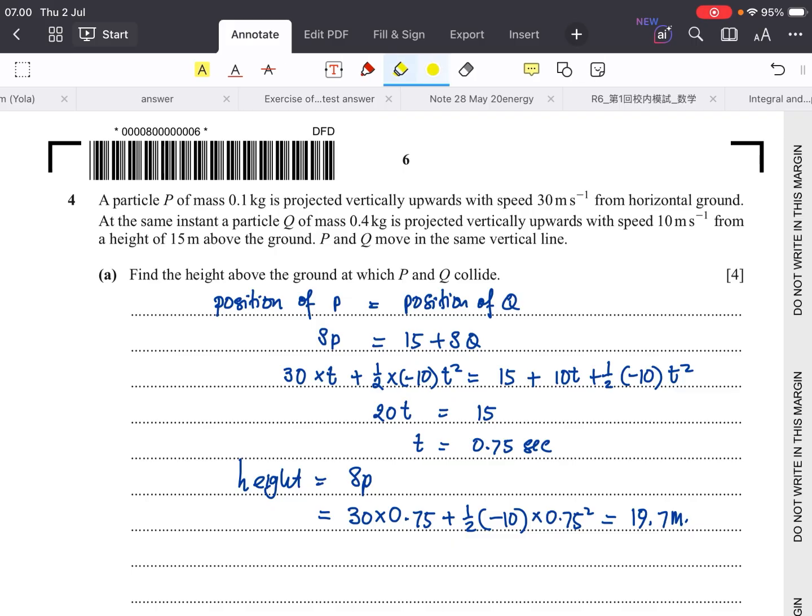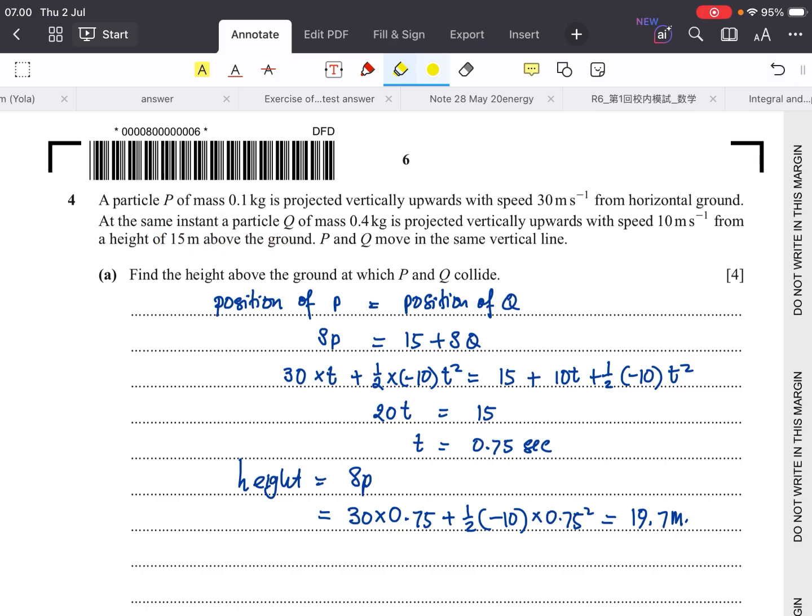So the condition for the collision is that the position of P is the same as the position of Q. Position of P is the displacement of P since P is projected from the ground. And the position of Q is 15 plus the displacement of Q, since initially Q is 15 meters above the ground.